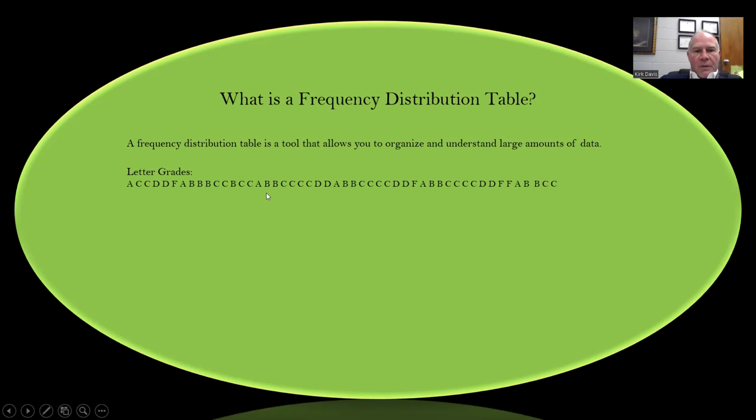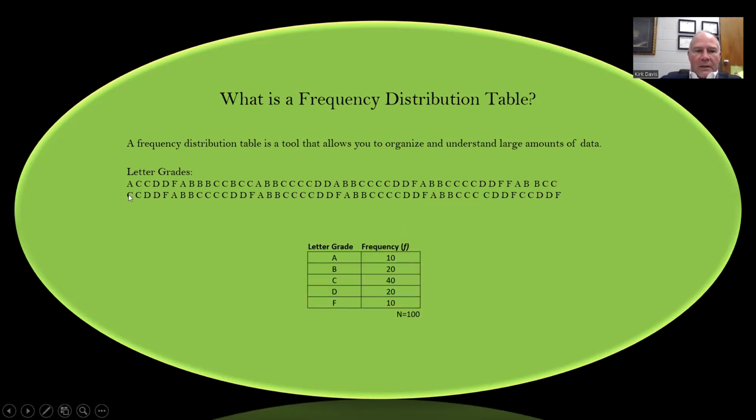Here's an example where I give you some letter grades that I just made up. Just looking at the letter grades, it's difficult to see what kind of patterns exist. And if I add a little more data, it becomes even more difficult to look at the data and see what's going on, what type of shape the data may assume. I can take this data and create the most basic frequency distribution table, where it has the variable and the frequency of each level of that variable.